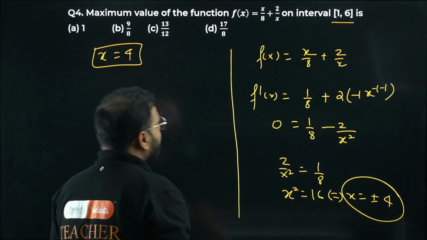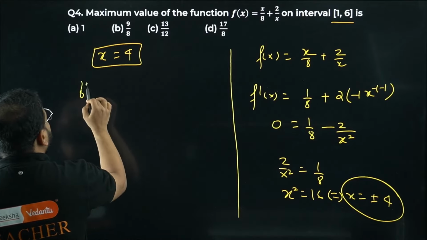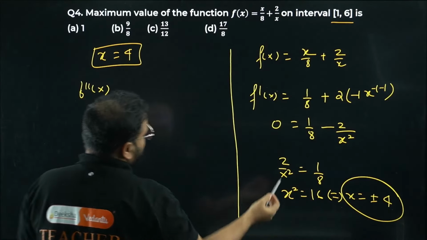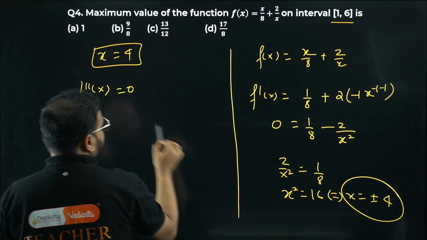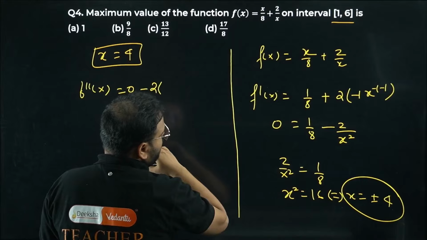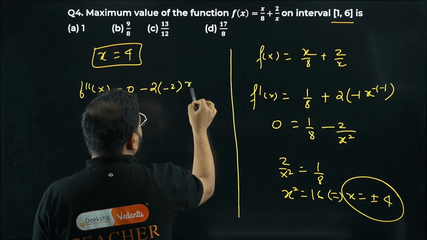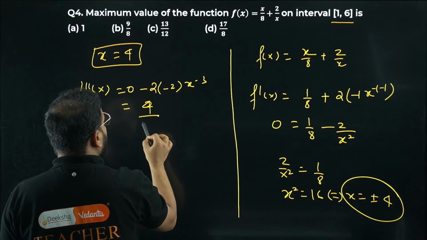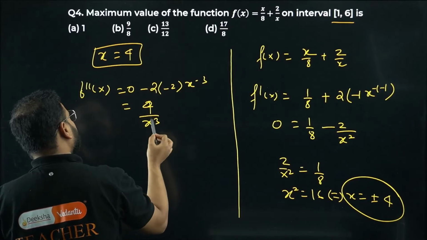Now once you get this, if you want, you can check this out as well with the second derivative test. What is that going to be? Please check. What we have here is, if we differentiate, it will become 0, and this will become minus 2 into minus 2 x power minus 3. So plus 4 by x cube. Okay, plus 4 by x cube.